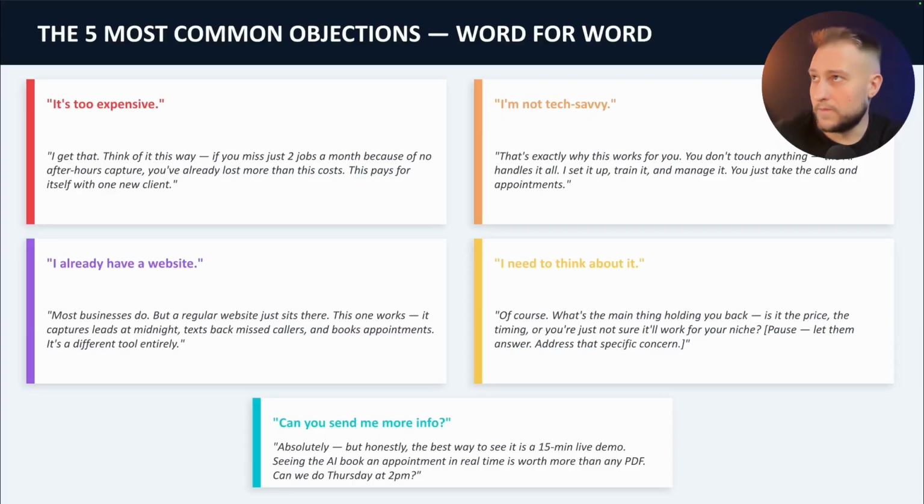So the 5 most common objections, word for word: it's too expensive, I'm not tech savvy, I already have a website, I need to think about it, and can you send me more info? Can you send me more info is by far the biggest one that I get a lot of the times. So, it's too expensive. I get that. Think of it this way. If you miss just 2 jobs a month because of no after hours capture, you already lost more than this costs. So this pays for itself with 1 new client. You can also frame it in a pricing matter. We will cover pricing later in different modules, but this is essentially what you want to do.